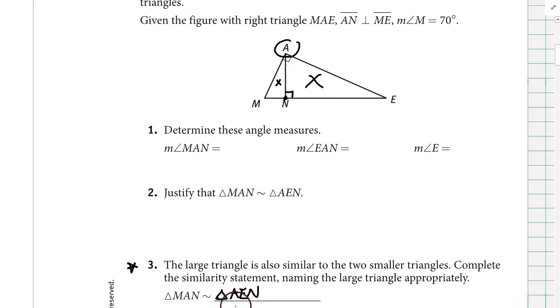We need to make sure that we have the correct vertices in corresponding positions. For example, angle A in the small triangle is this little skinny acute angle. In triangle AEN, angle E is that skinny acute angle. In turn, this is similar to the original right triangle. So our original right triangle is MEA.